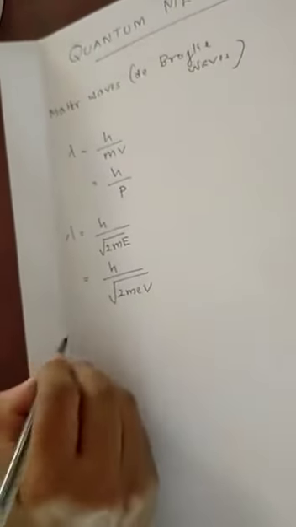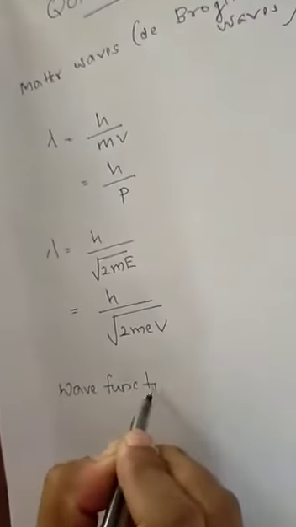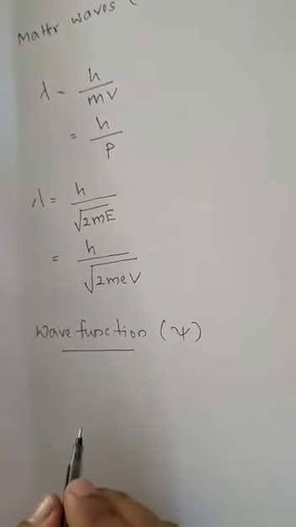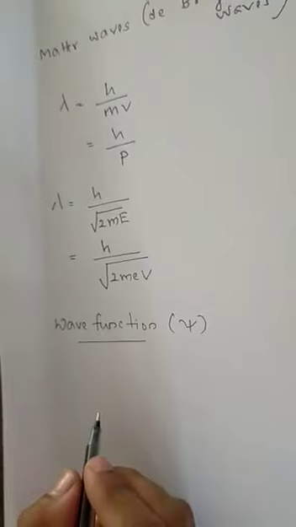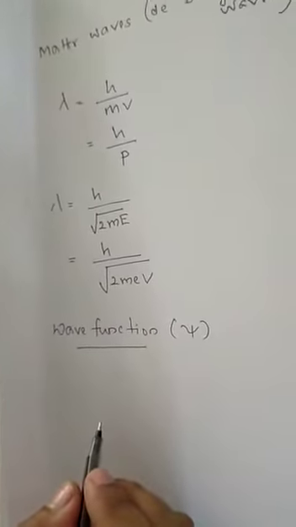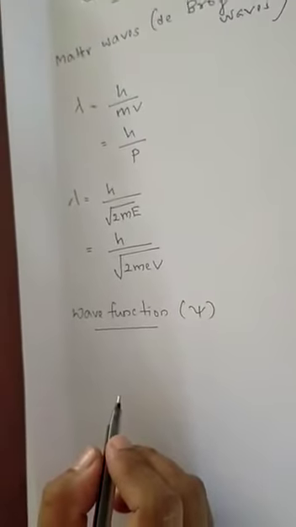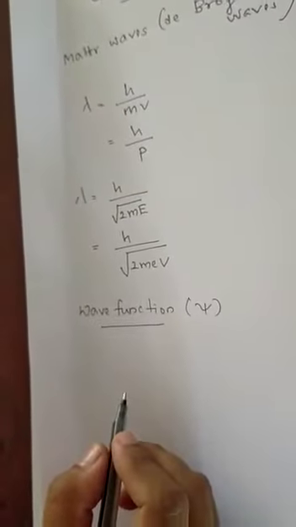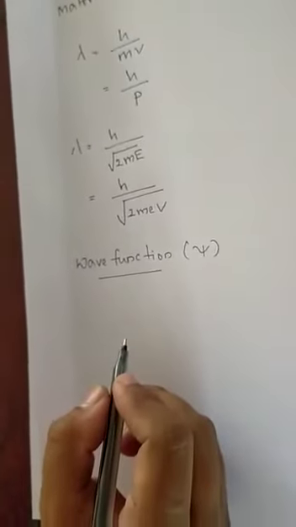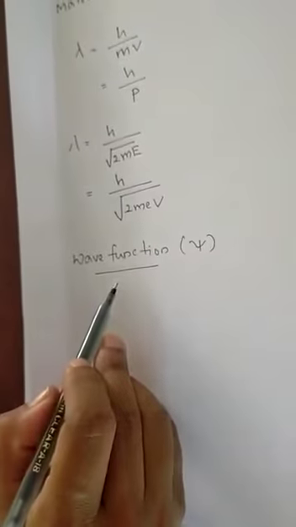The wave function psi. In a wave, there is something that varies periodically. For example, in water waves, the quantity that varies periodically is the height of the water surface. In sound waves, the varying quantity is the pressure. In light waves, the electric and magnetic fields vary. The quantity whose variations make up the matter waves is called the wave function.